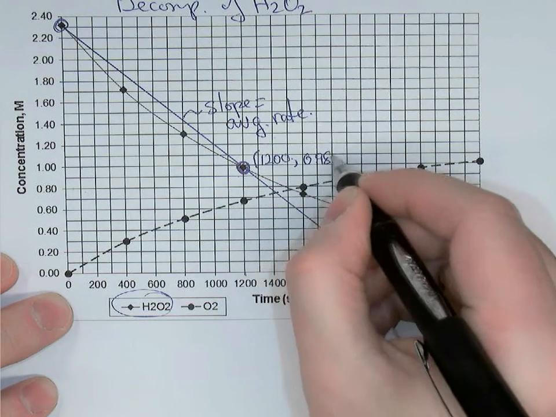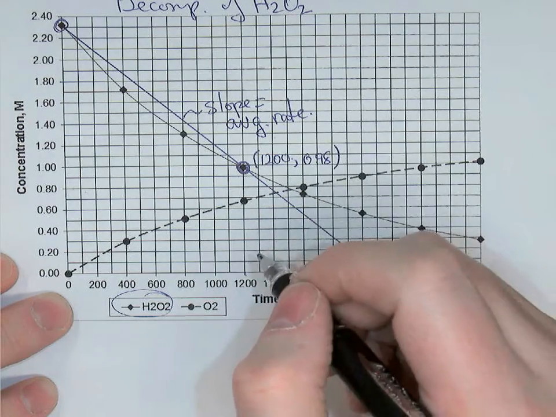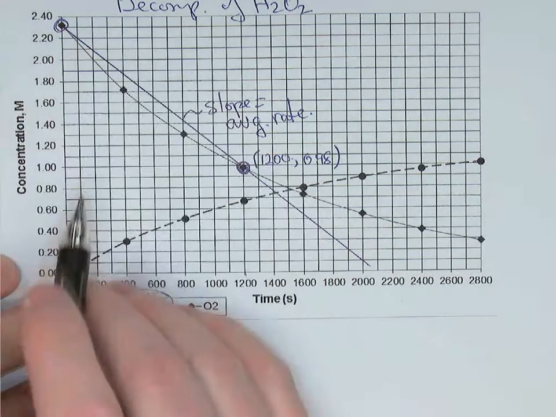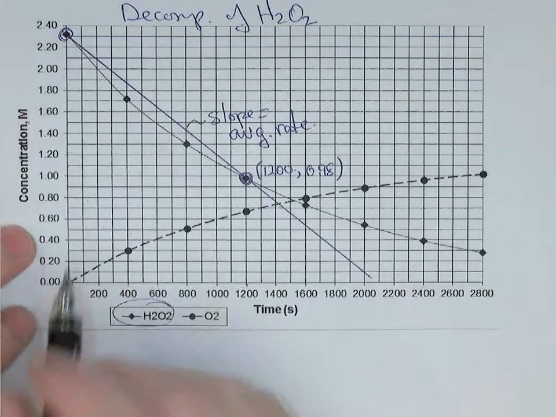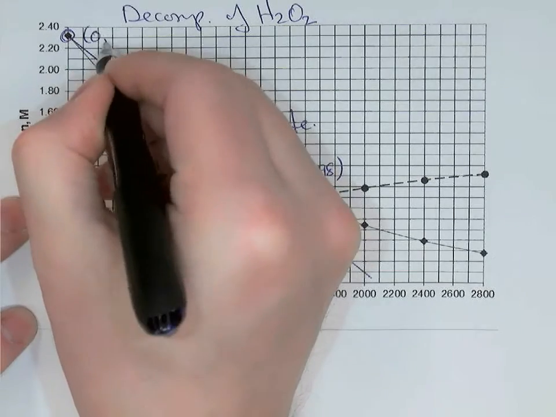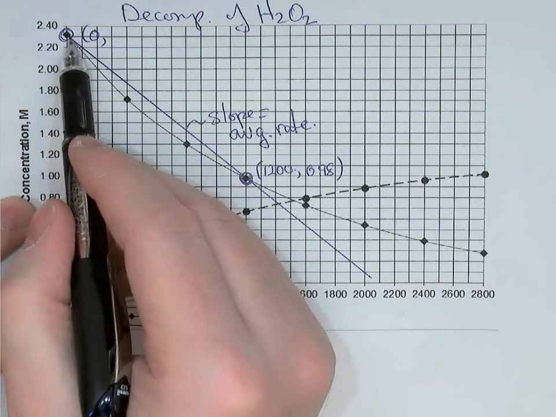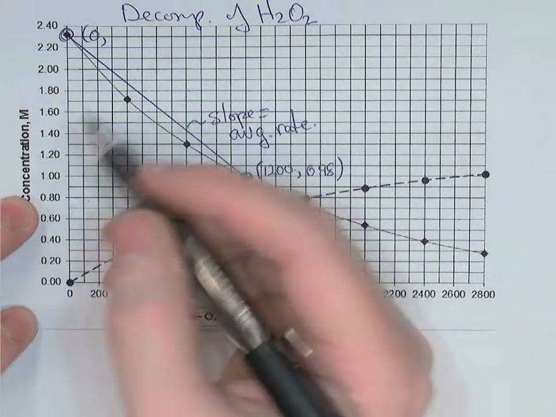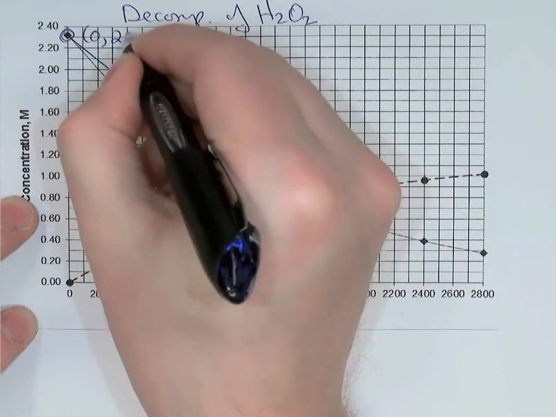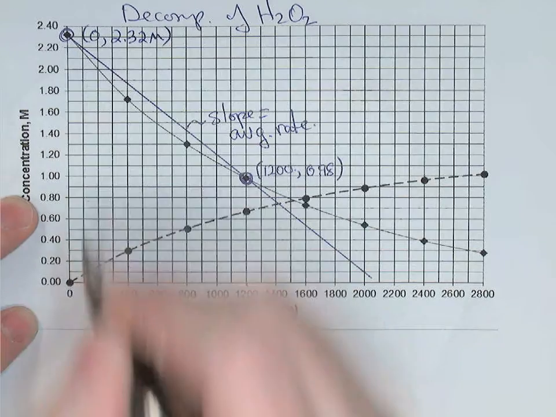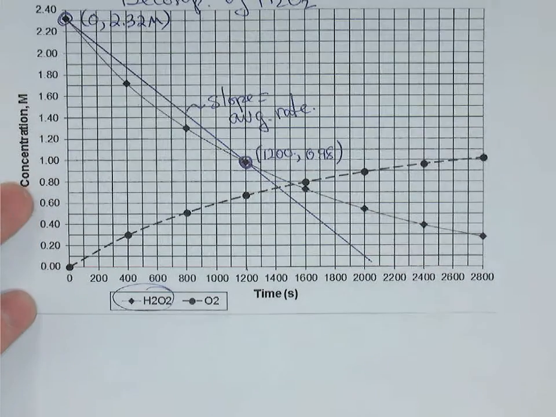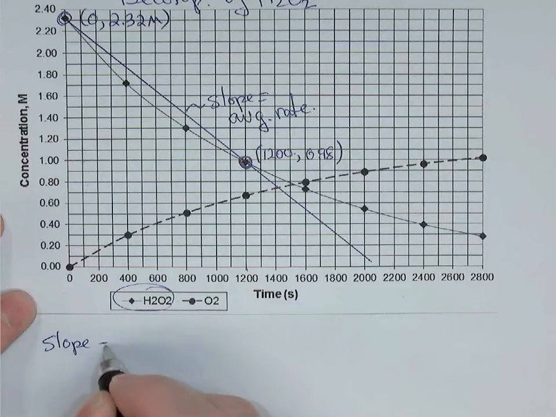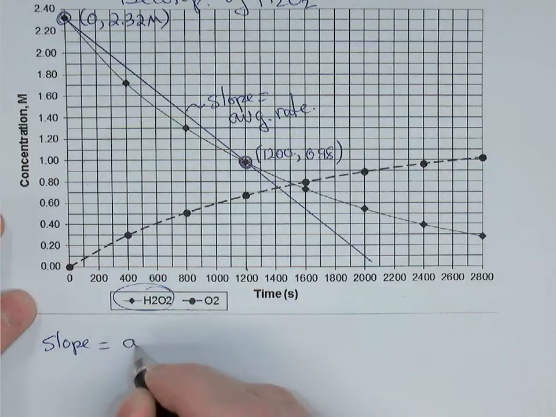Okay, just estimating from the graph there. And up here, looking at the x value at the original point was 0, and the y value is just a little bit above 2.3. So 2.31 or 2.32 molarity is up there.